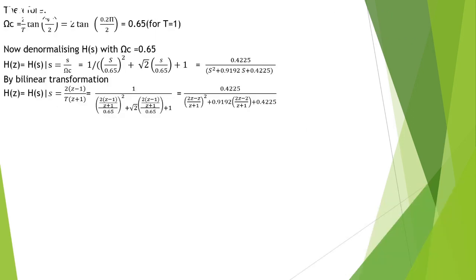So, by denormalizing the given system function, we'll be obtaining the system function in the analog time. So, now we'll be transforming the given system function to obtain the digital low pass filter system function. By using the bilinear transformation, now we'll be substituting s is equal to 2 into z minus 1 by T into z plus 1 in the denormalized system function obtained before. Thus by substituting we'll be getting the system function of the digital low pass filter. Here capital T represents the sampling period.